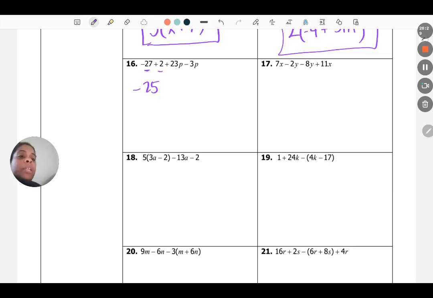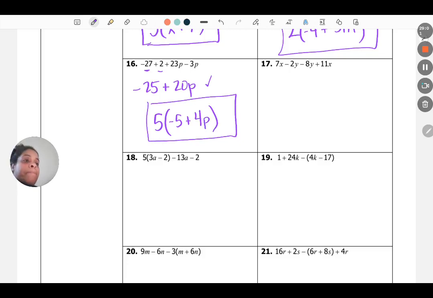And then we have 23p minus 3p, and 23 is positive. So we're going to keep the positive. Minus 3 is 20p. All right, there's my factor. Right away, I can tell that these are both multiples of 5. So I'm going to pull 5 out of there. And then negative 5 goes into 25 5 times. Plus, and 5 goes into 20 4 times. And we leave the p. Boom.